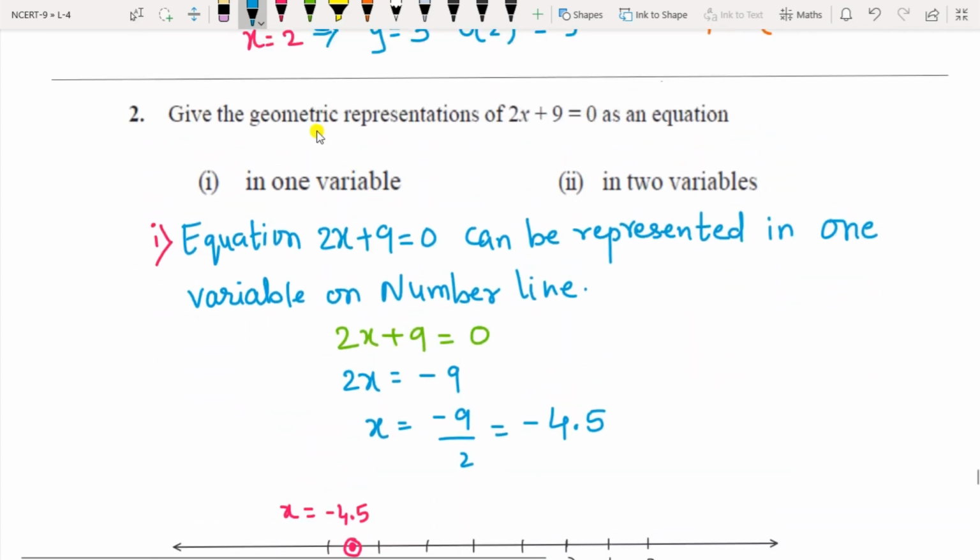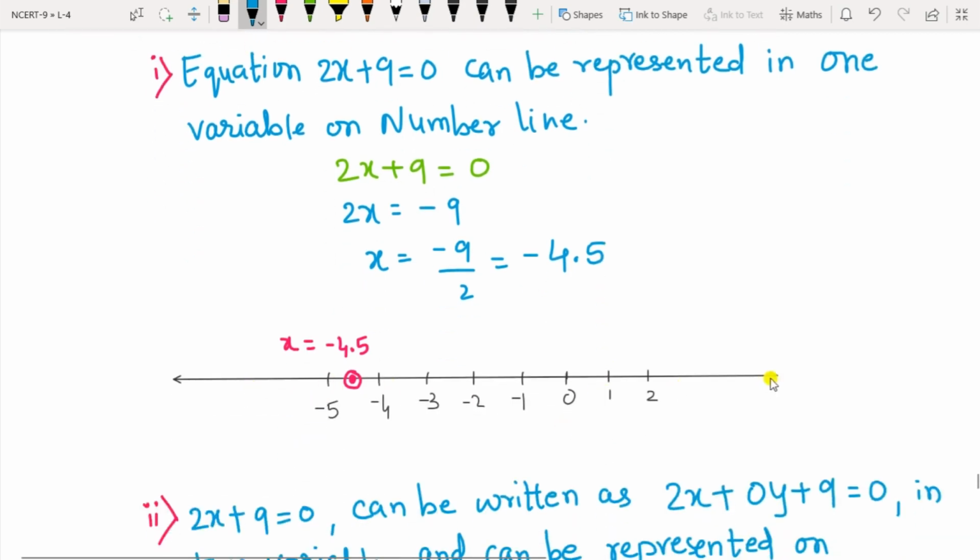For second question, the equation is 2x plus 9 equal to 0. Only one variable x is there. So for this equation, let us solve it and find the value of x here first, that is minus 4.5, and you can show it on the number line here. So this is minus 4.5.